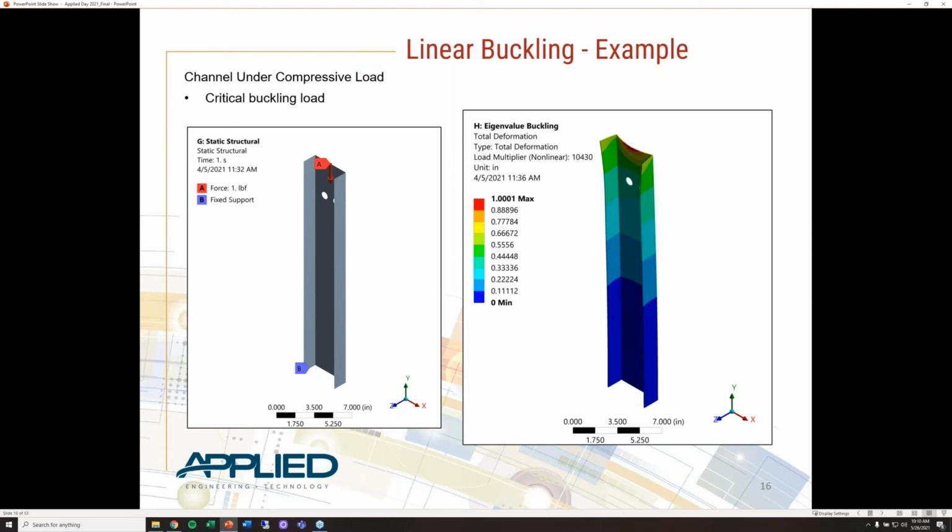Okay, so that's the graph on the right. We can see our load multiplier here of 10,430 pounds, and we have our buckling shape. We can see the flanges of that channel are flaring out a little bit, with a little bit of the web pushing in towards the edges of those flanges. Okay, and so again, we're predicting 10,430 pounds with the linear buckling. Very easy analysis to set up and just get a ballpark number for.